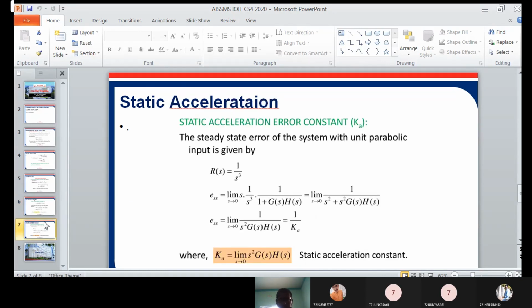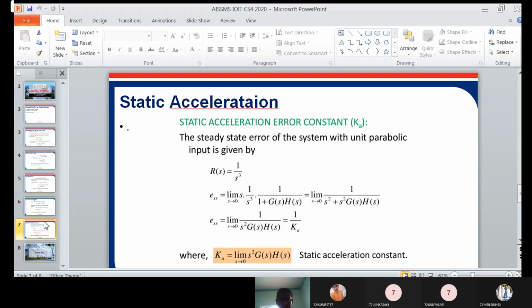And lastly we will discuss the static acceleration error constant. In this case, if someone gives a unit parabolic input, particularly for that we need to multiply 1 by s cube. The same formula we apply here also, but the output changes to 1 by Ka, and Ka is defined as limit s tends to 0 of s square G(s)H(s). So this is all about the static acceleration constant.